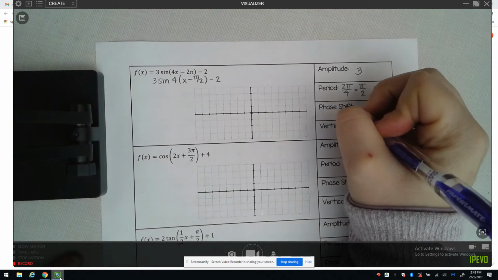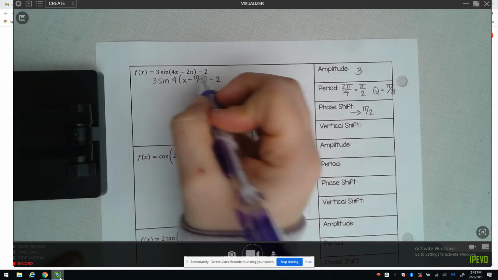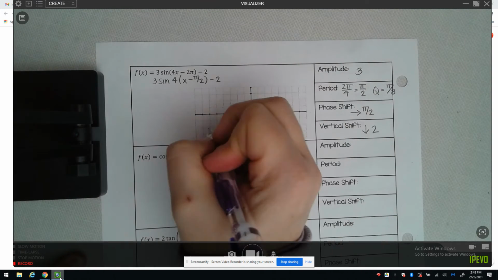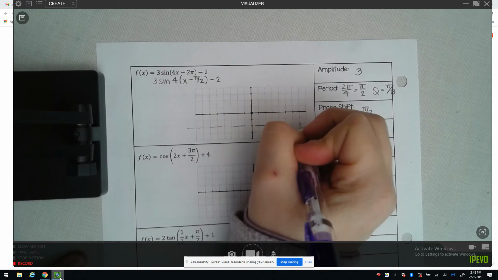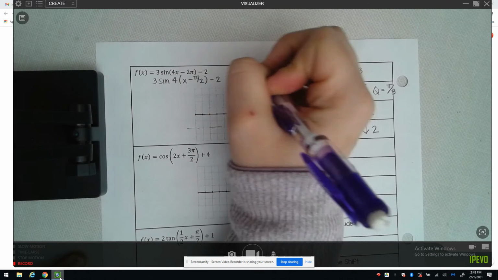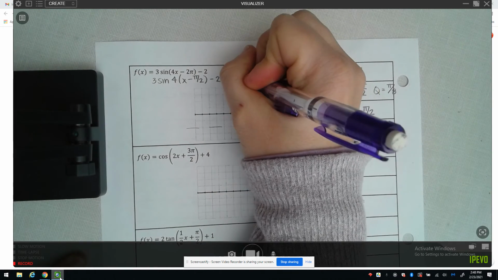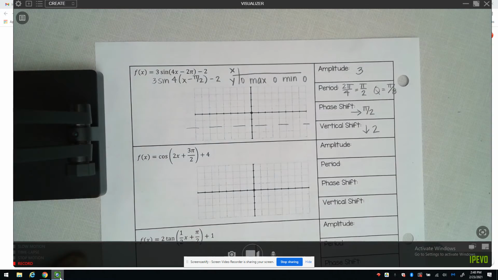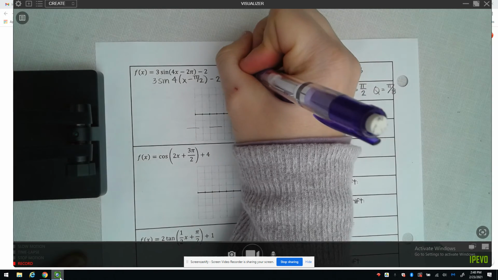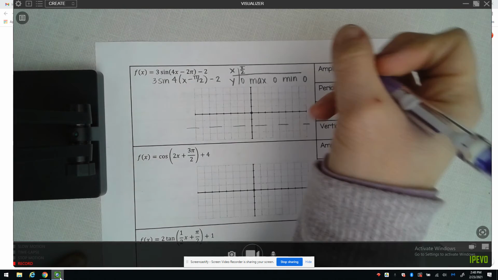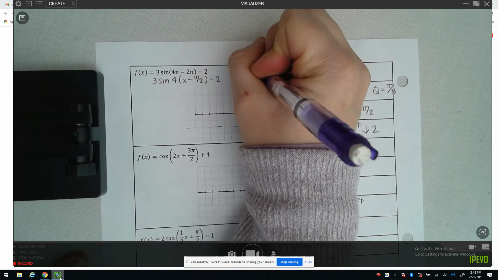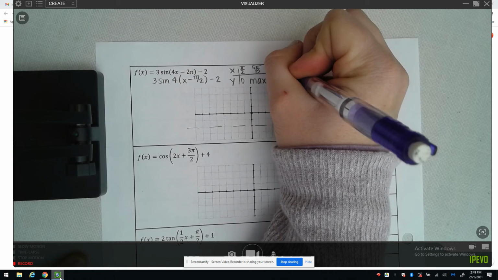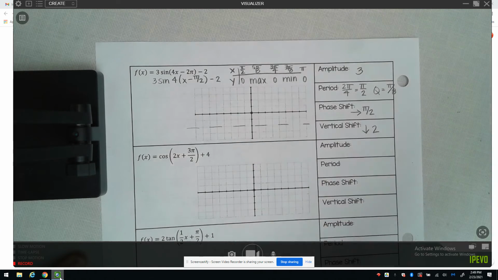Phase shift. Well, right, pi over 2. That's negative pi over 2. Vertical shift is down 2. Okay, so sine: 0, max, 0, min, 0. Phase shift means I go pi over 2. I'm adding my quad, so this would be 4 pi over 8. So 5 pi over 8, 6 pi over 8, which is 3 pi over 4, 7 pi over 8, and ends at 8 pi over 8, which is pi.